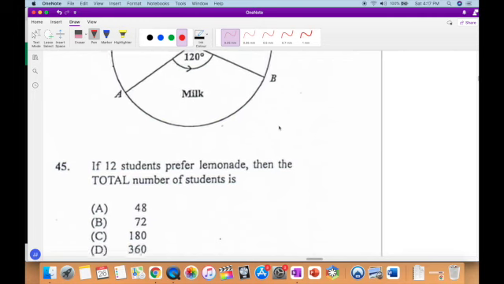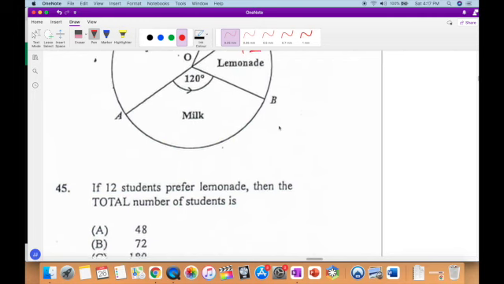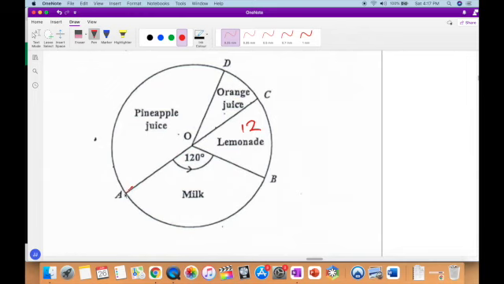Right? So this is a nice question. If 12 students prefer lemonade, they tell you that this is the diameter, which means that this is 180 degrees. And if this is 120, then that means that this is 60 degrees, right? So 60 degrees is going to be 12 students. So we could go 1 degree being 12 over 60. And now we could go 360 degrees will be 12 over 60 multiplied by 360.